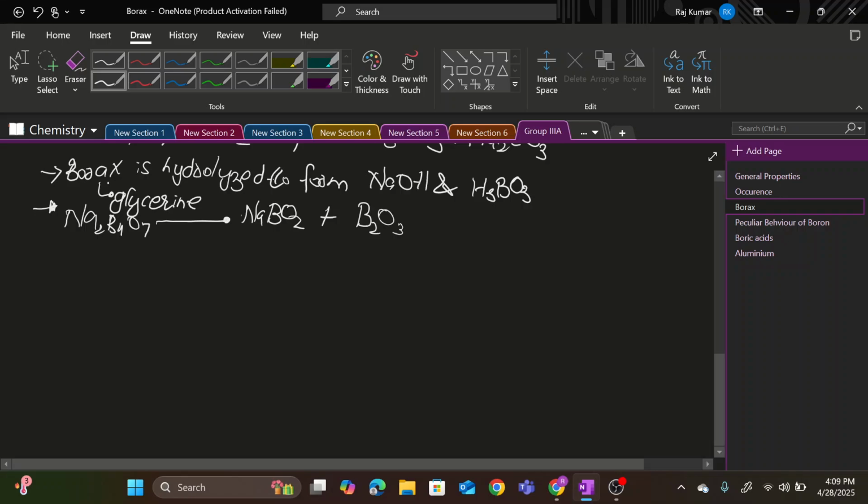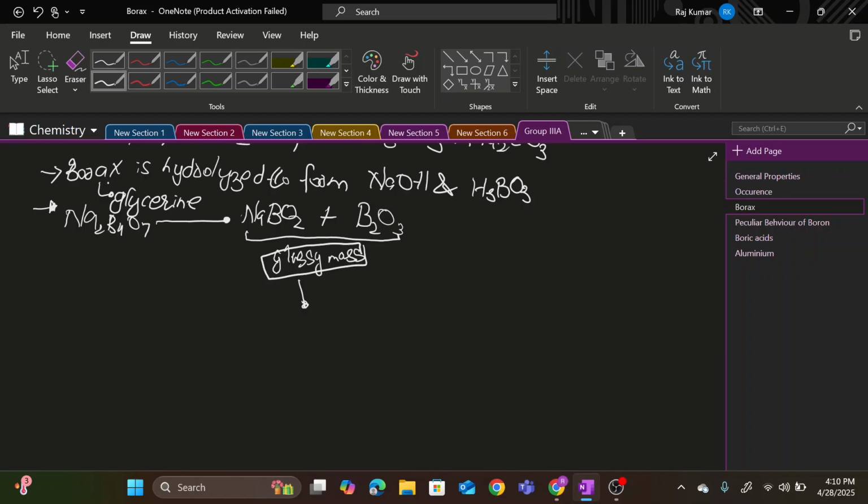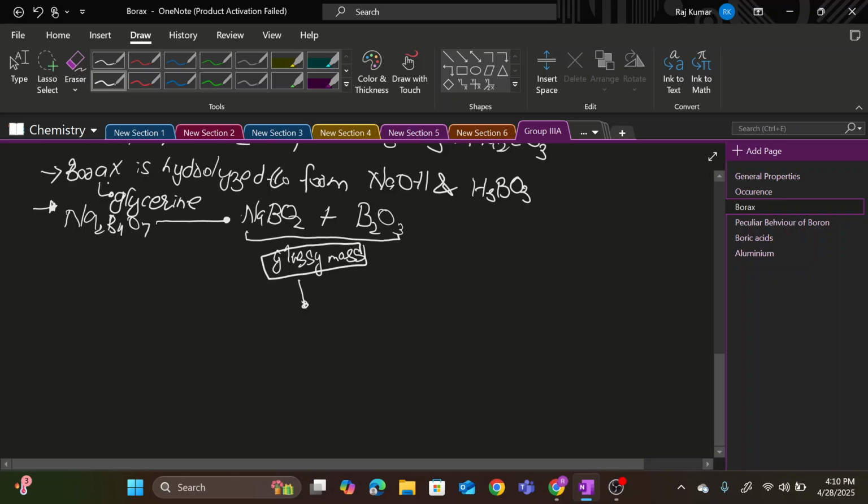This basically appears as a glassy mass. When a metallic oxide is put in this glassy mass, it produces a colorful bead, depending on the color of the transition metal of the metallic oxide, and that basically serves as a basis for the borax bead test.